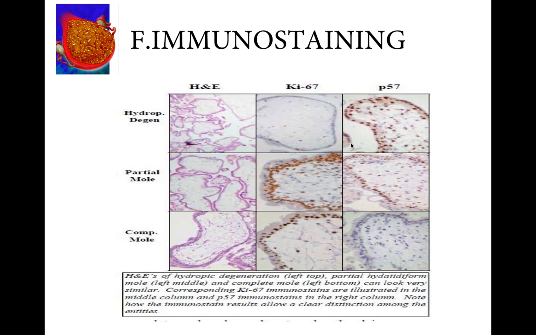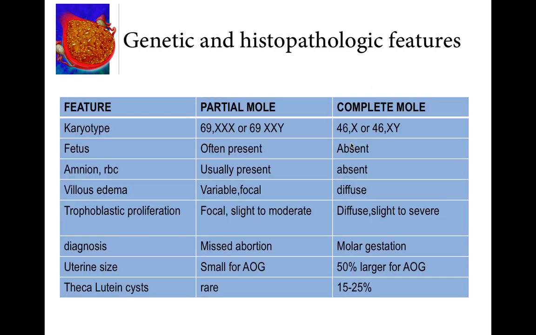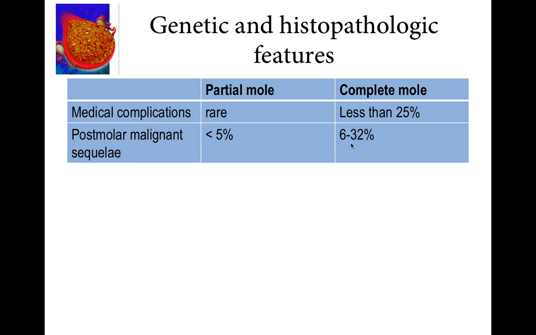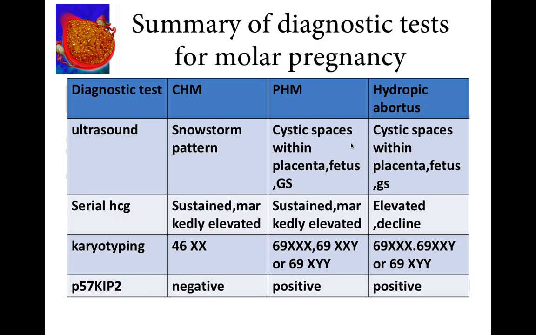So this is a picture of your immunostaining. So this is a table differentiating the genetic and histopathologic features of partial mole and complete mole. And this is a summary of the diagnostic tests for molar pregnancy comparing complete mole, partial mole, and hydropic abortus.